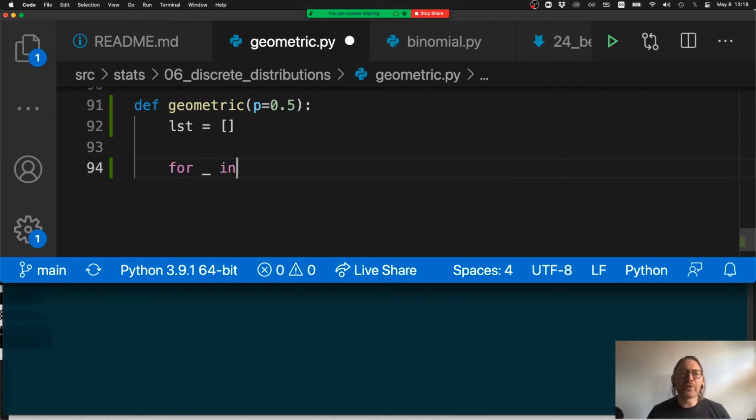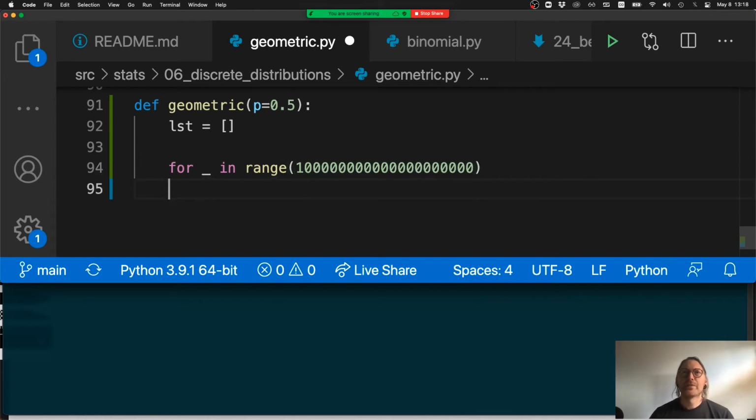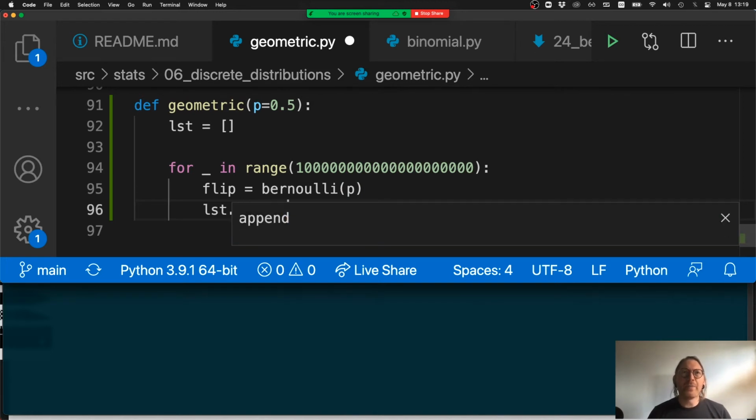And I'm going to say for whatever in range, this is our sampling construct, right? We're going to do this some number of times. But notice I don't have a num samples parameter here, and there's a reason for that. Instead, I'm going to sample this many times. Why not? I'm not sure. That number might actually be too big to pass into range, but we'll find out. I'm going to get, say, a flip or the result of a Bernoulli trial on P. And then I'll append the flip. Okay.